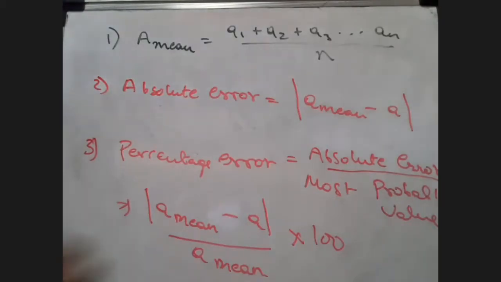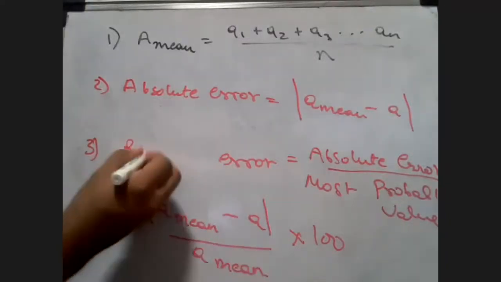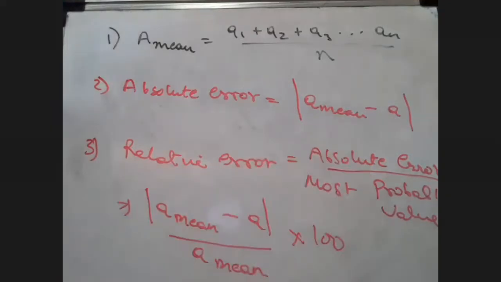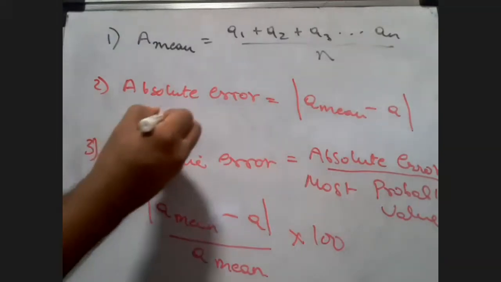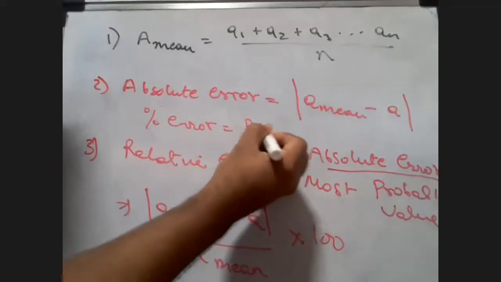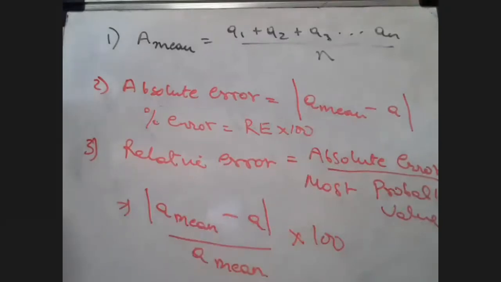Everyone understood this? Since there is no space on the board, I have written it down like this. Relative error means absolute error upon most probable value. But if I have to find the percentage error, it simply means relative error into 100. That is absolute error upon most probable value into 100. That means A mean minus A upon A mean into 100. So if this is clear, students, we can go to some examples.